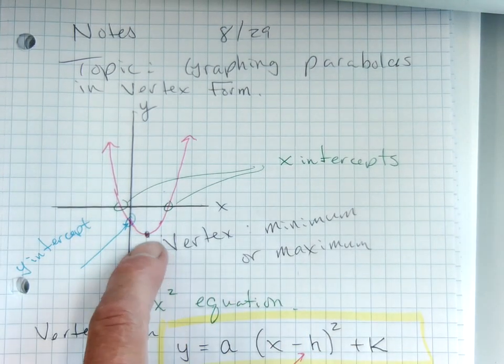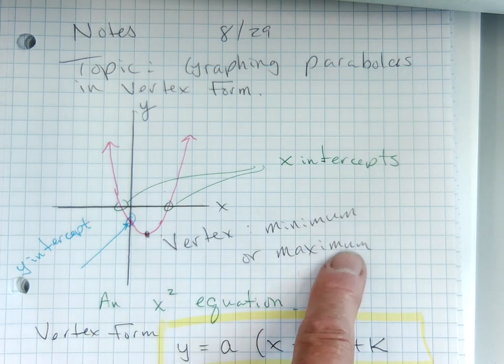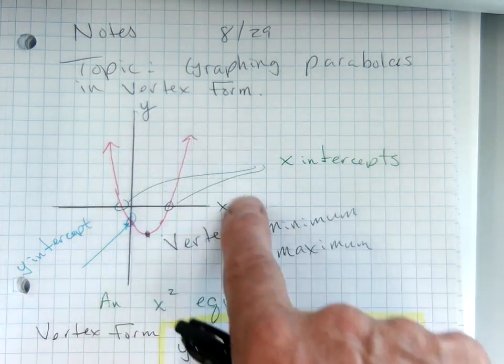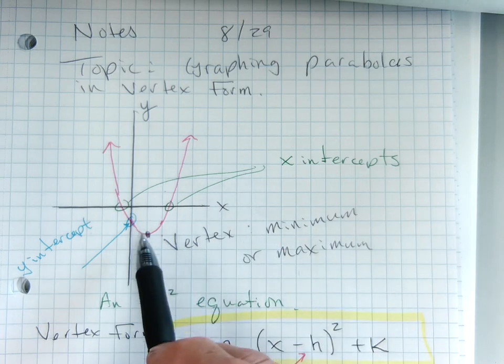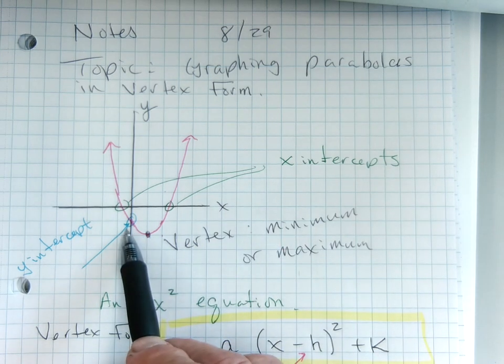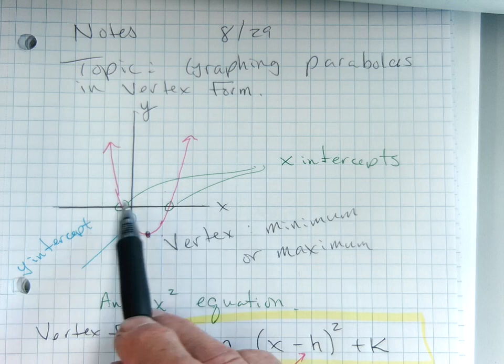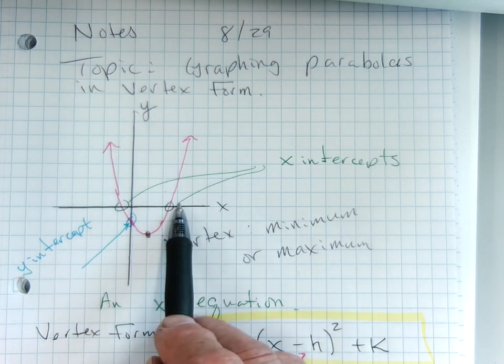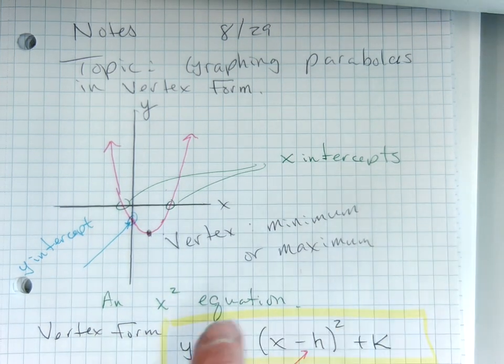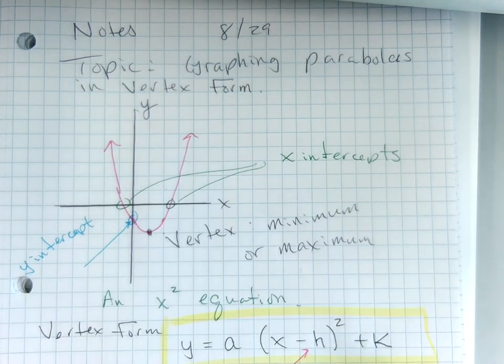Parabolas have a vertex, which is either a minimum or a maximum, because if it's upside down, you get a maximum. We also need to talk about x and y-intercepts. The y-intercept is where it crosses the y-axis, and the x-intercepts are where it crosses the x-axis, okay? Any x-squared equation will always be a parabola, okay?